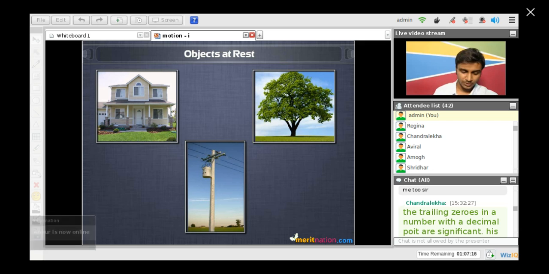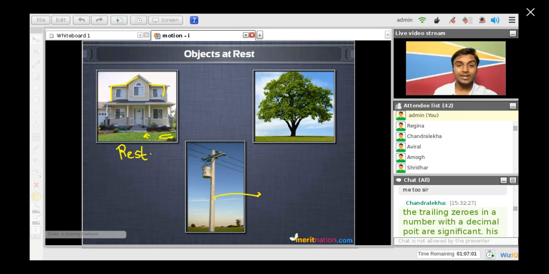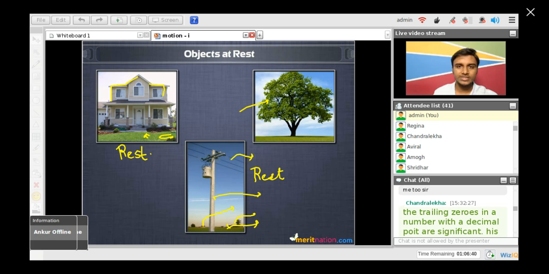Okay, so you can see that there is a house and it is fixed with respect to this ground, with respect to this grass and other things. So this house is at rest. Similarly, you can see this electric pole. This electric pole is at rest with respect to this wire, this tree, this ground, and this house. It is not changing its position. So this pole is at rest. A similar case holds for this tree. This tree is at rest because its position is not changing with respect to this ground or other things present there.